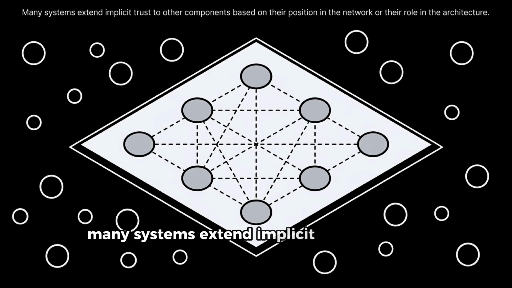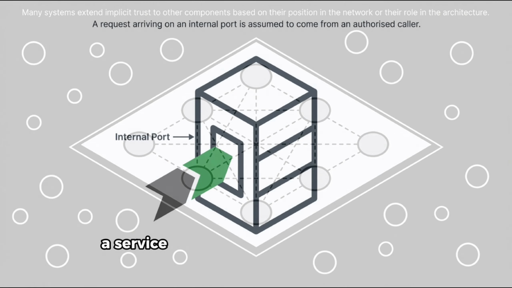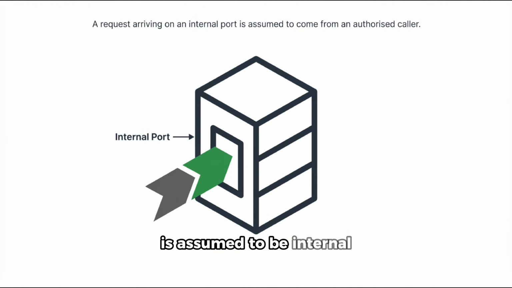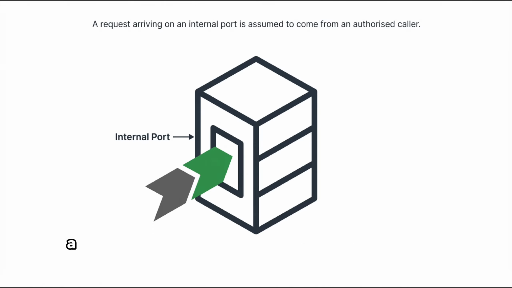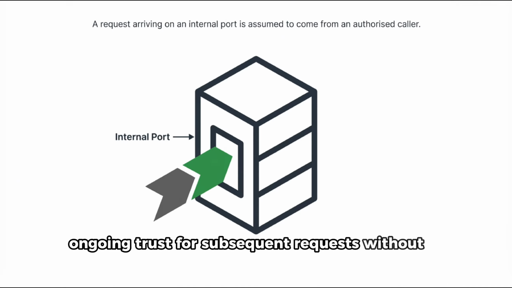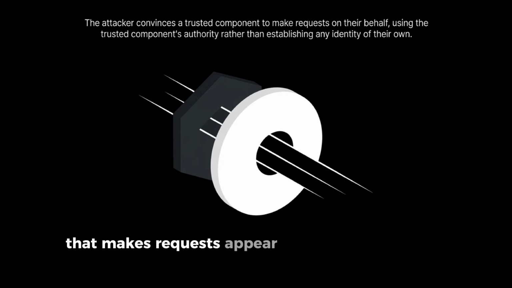Many systems extend implicit trust to other components based on their position in the network or their role in the architecture. A service running in the internal network is assumed to be internal. A request arriving on an internal port is assumed to come from an authorized caller. A component that has already authenticated once is assumed to have earned ongoing trust for subsequent requests without re-verification. An attacker who can position themselves within that trusted context by compromising one internal component, by exploiting a server-side request forgery vulnerability that makes requests appear to originate internally, by pivoting from a perimeter breach into a network segment that receives implicit trust, inherits the trust assumptions that come with the position.